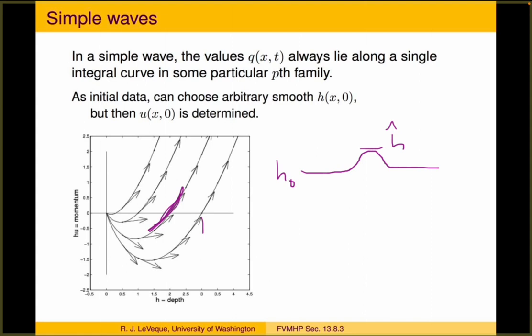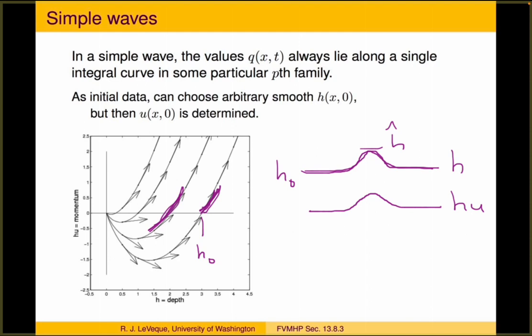And if h0 were, for example, this value here, then as we move along here in depth, in order to get a simple wave, we would have to move up and down along this curve and see that our hu also has to vary in a similar manner. So hu would have to, if this is h, then hu would be varying in a similar manner to the variation in h in order to be moving up and down along the same integral curve.